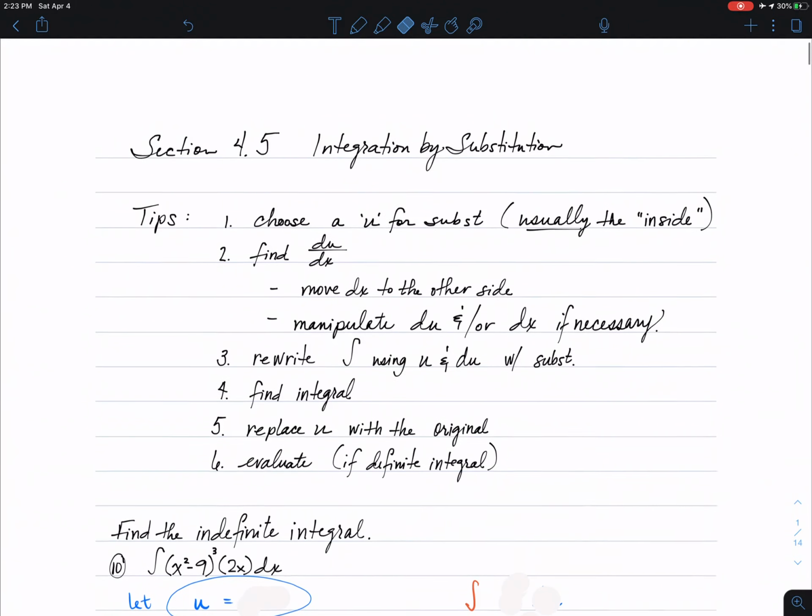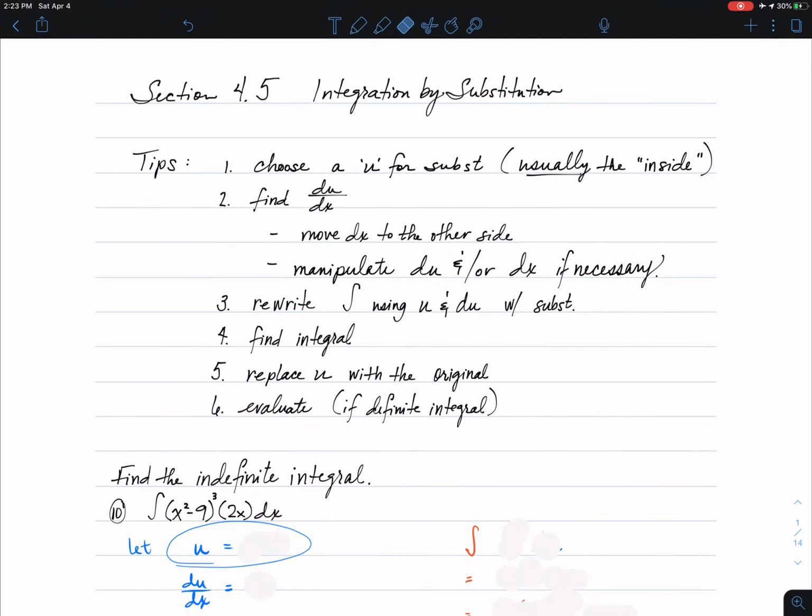Hey folks, so this is section 4.5. I'm going to break this section up into several different videos, probably 5 videos, so just be aware of that. You will have several of them to watch. Section 4.5 is all about integration by substitution.